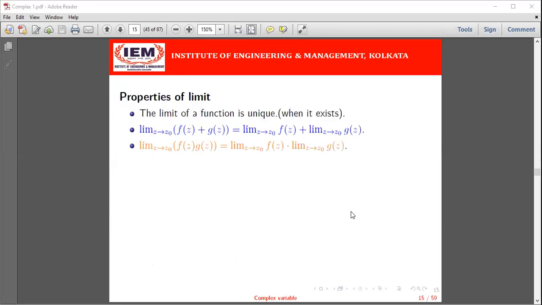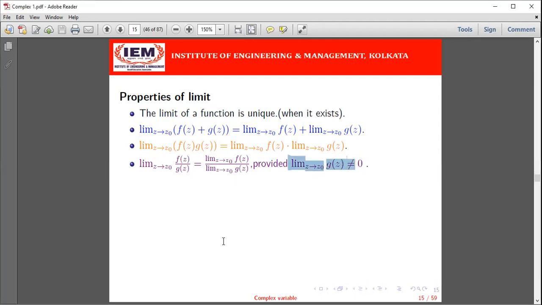Now, what are the properties of limit? The properties of limit are the same as the properties of limit we did for functions of one variable and two variables. Whenever we take the limit of f(z) plus g(z) at the point z equals z0, this is the same as the limiting values of the respective functions separately, added together. Then the limiting value of the multiplied function will be the product of the limiting values of each function. And for division also, the limiting value of the quotient function will be the limiting value of the numerator divided by the limiting value of the denominator, provided that the denominator's limiting value is not equal to 0.